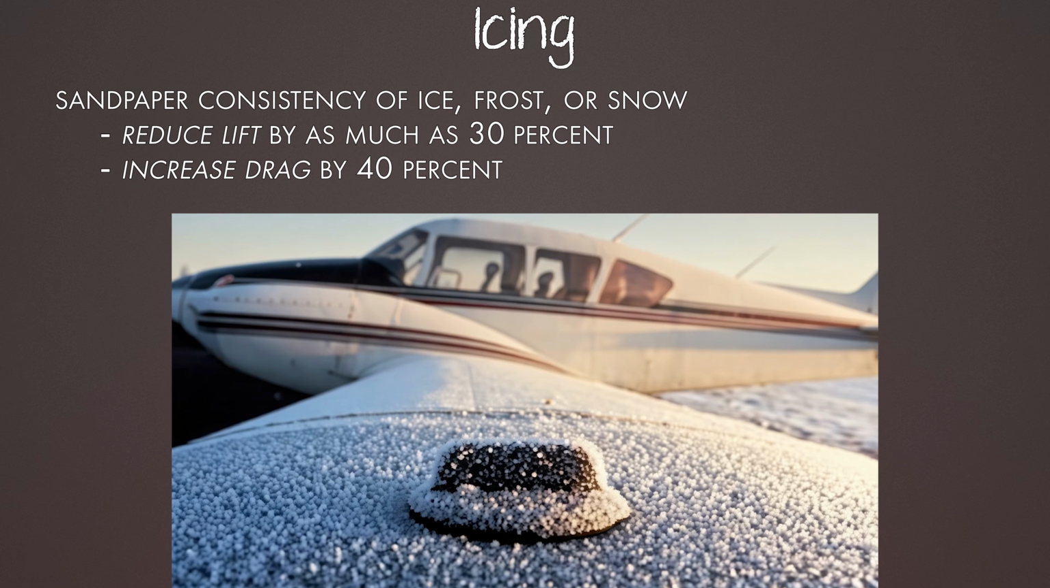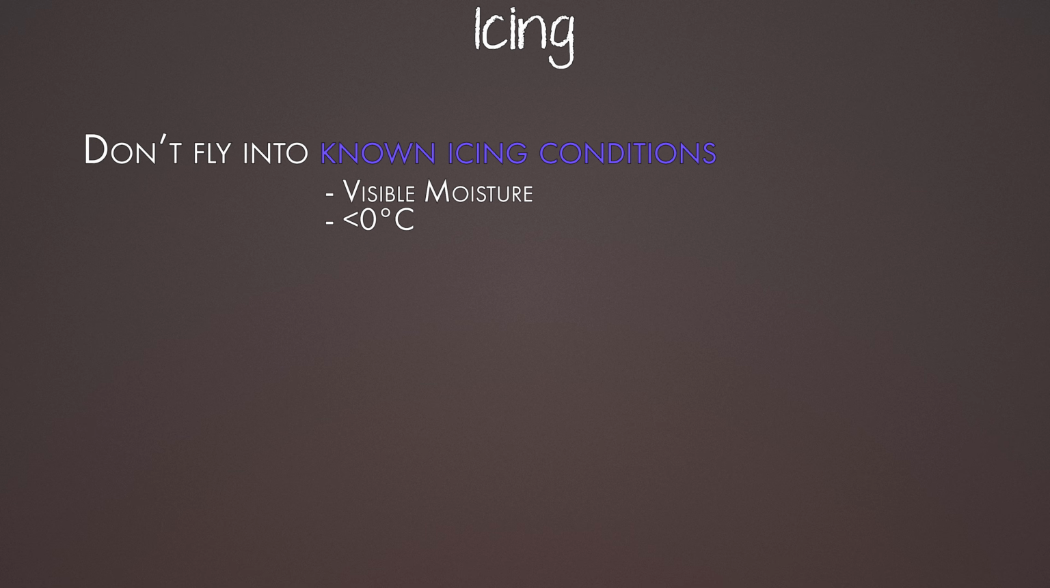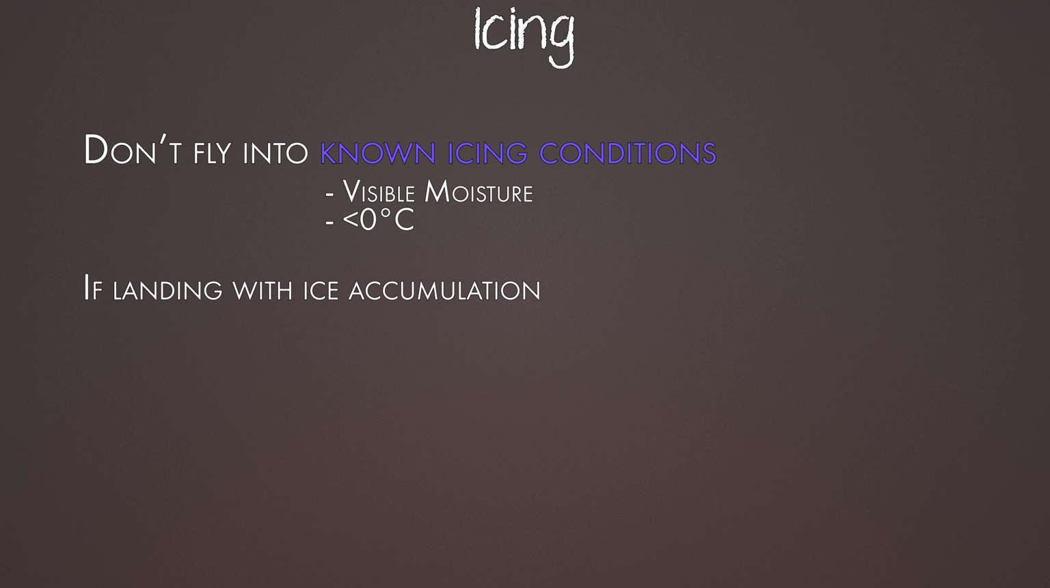So to summarize icing, don't fly into known icing conditions. That means visible moisture when the temperature is below 0 degrees Celsius. Use icing forecast charts and treat ice as you do the dentist. Just don't go over there. And if for some unforeseen circumstance you do have to land with ice accumulation on the airplane, use a faster approach and landing speed.